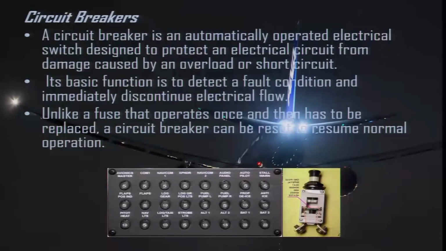Now, circuit breakers. A circuit breaker is an automatically operated electrical switch designed to protect an electrical circuit from damage caused by an overload or short circuit. Its basic function is to detect a fault condition and immediately discontinue electrical flow. Unlike a fuse that operates once and then has to be replaced, a circuit breaker can be reset to resume normal operation.